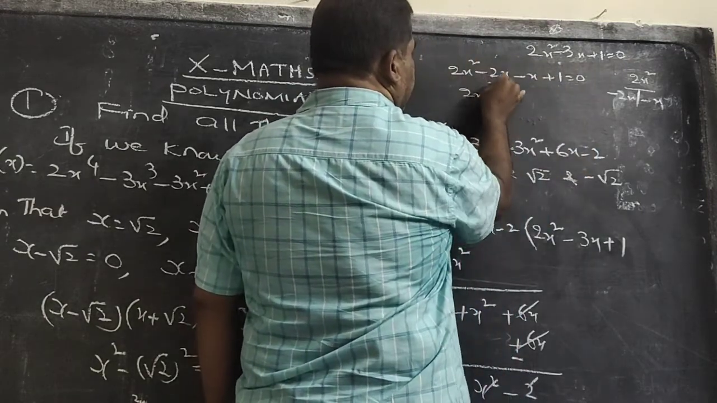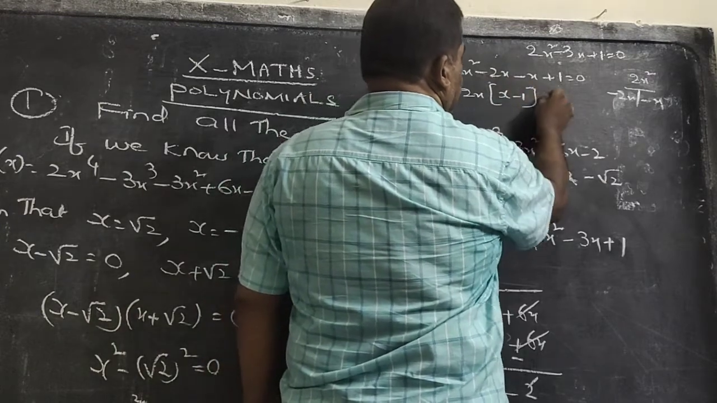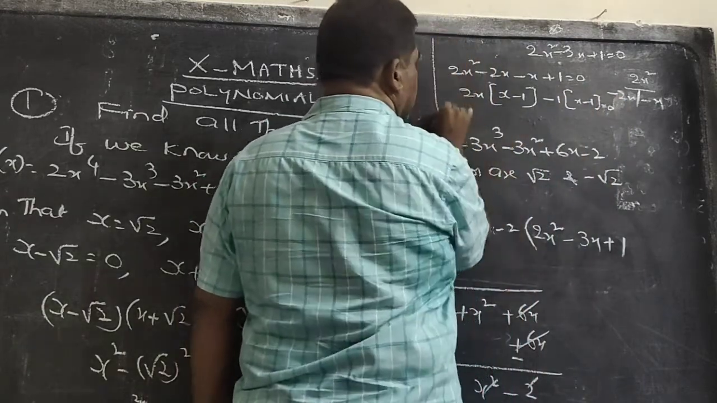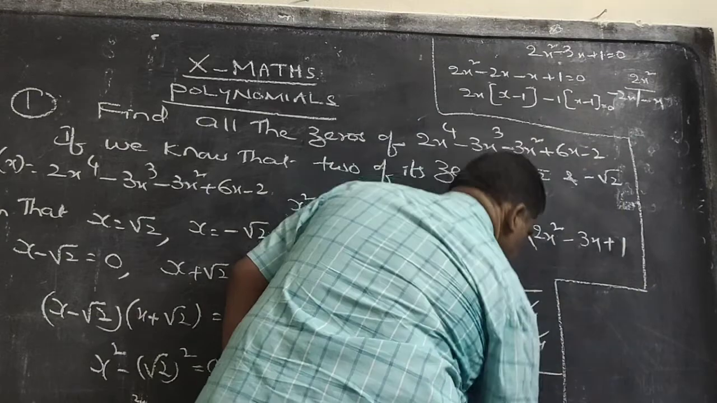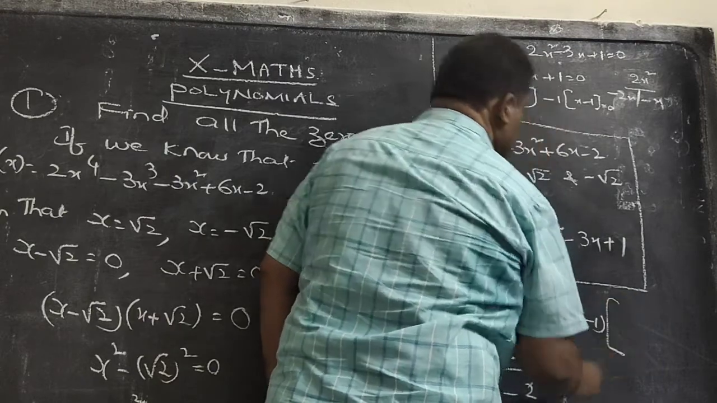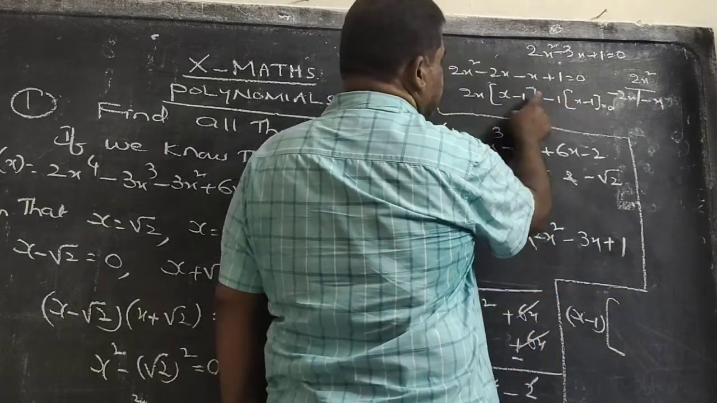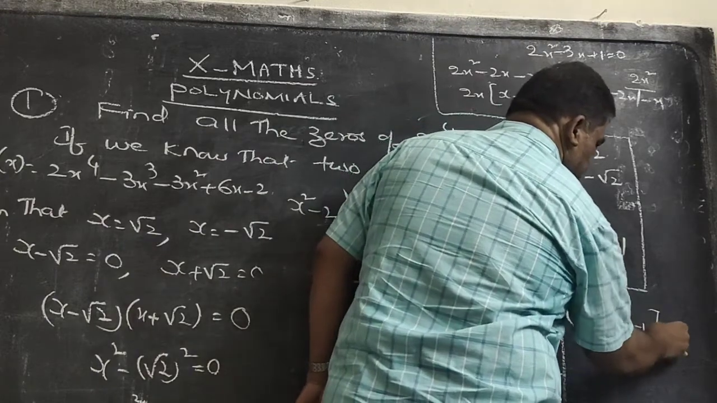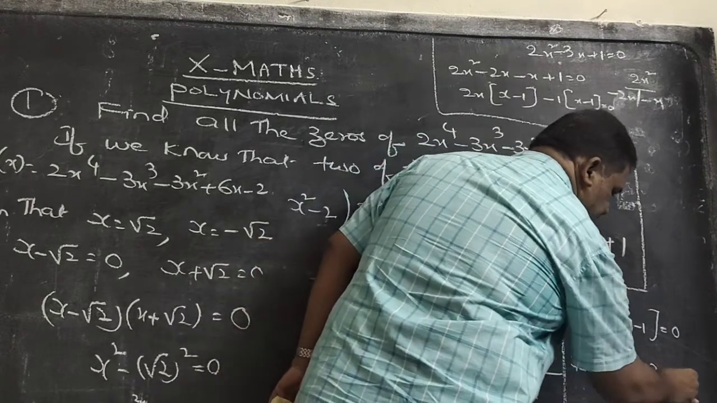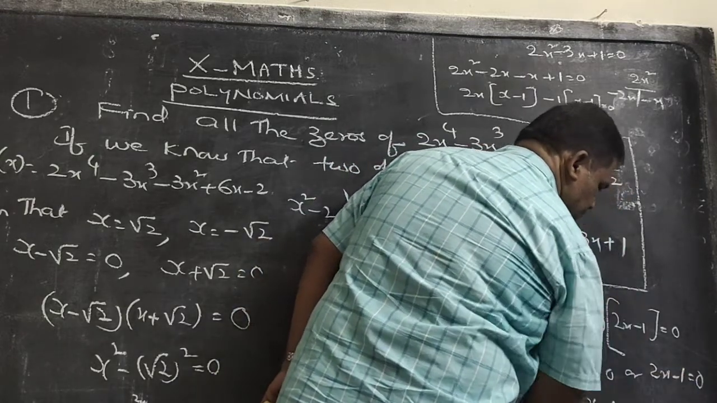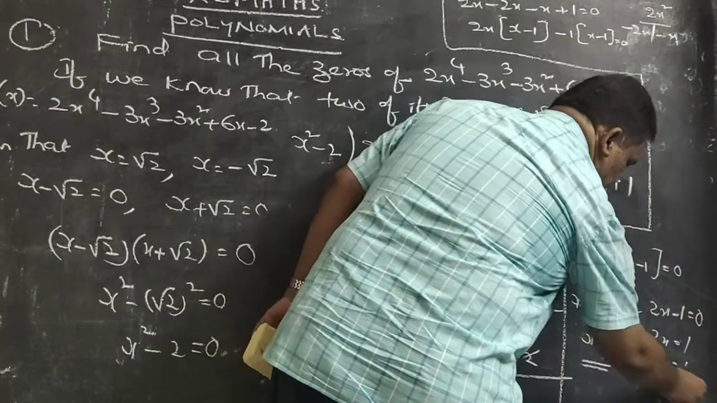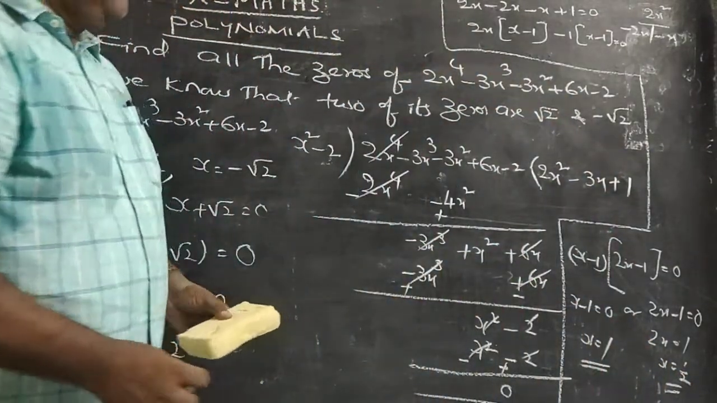In these two, you can take 2x common, so x minus 1. Here minus 1 is common, again we will get x minus 1. Here x minus 1 you can take common. So if you take x minus 1 common, inside we will get 2x minus 1. Product of two numbers 0, either first one is 0 or second one is 0. So x value is 1. This is 2x is equal to 1, x is equal to 1 by 2. Therefore, the other two zeros are 1 and 1 by 2.